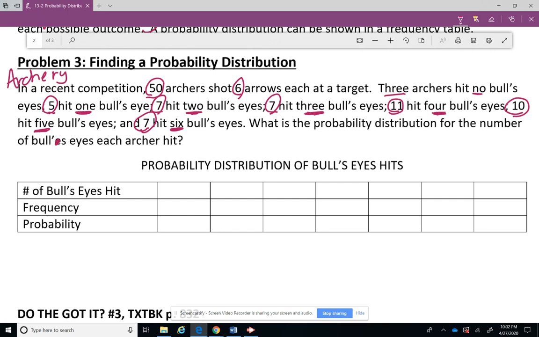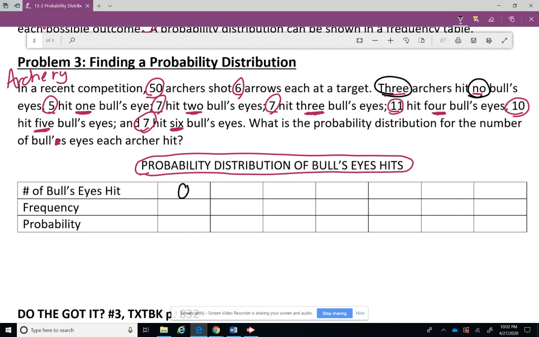All right, so I like to title mine first. So I title it the probability distribution of bullseyes hit. Okay, and then you want to have some labels. You want to have the number of bullseyes that are hit. So for instance, we're going to start with no bullseyes, right? So the number of bullseyes hit would be 0. And how many people hit 0? It would be 3. All right, and how would you write that as a probability? You're going to put 3 over, and remember they said that there were 50 of them. So I'm going to put 3 over 50.